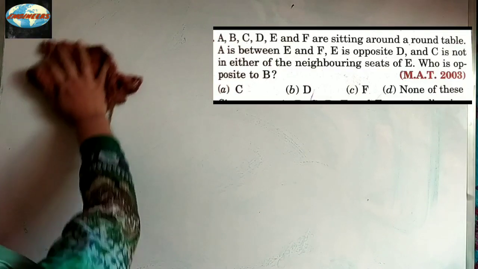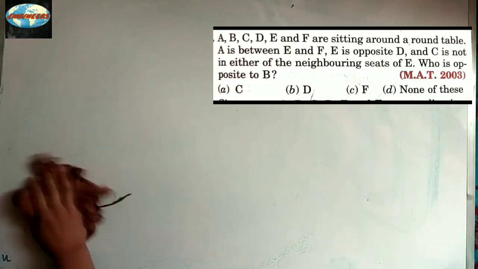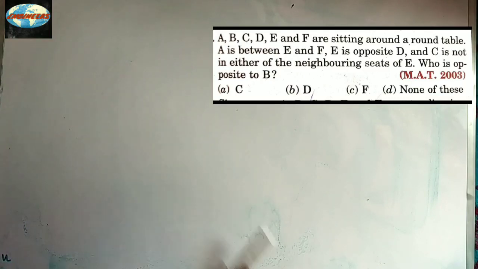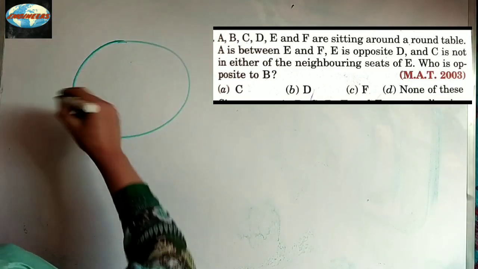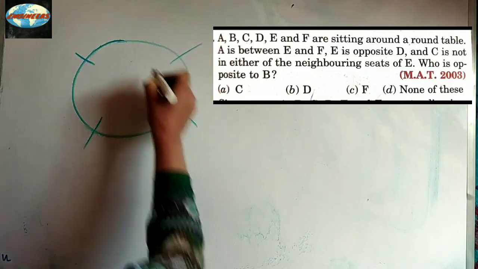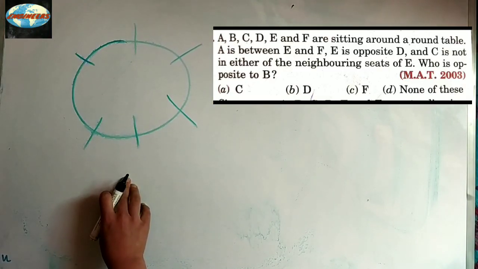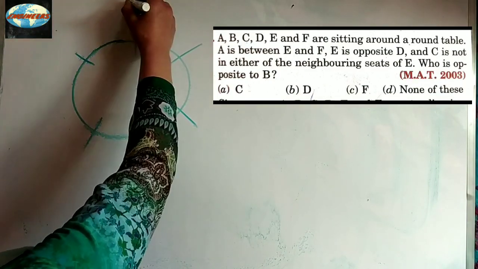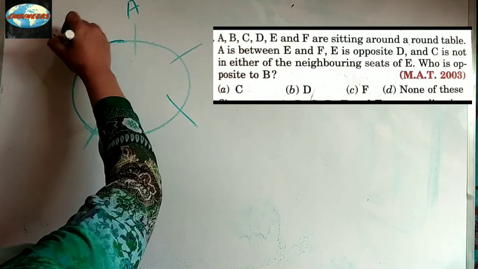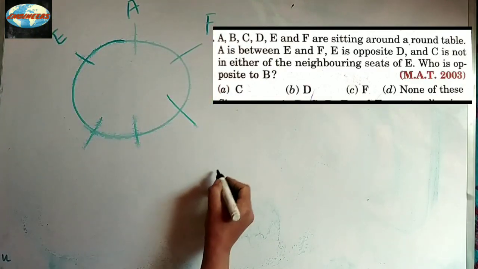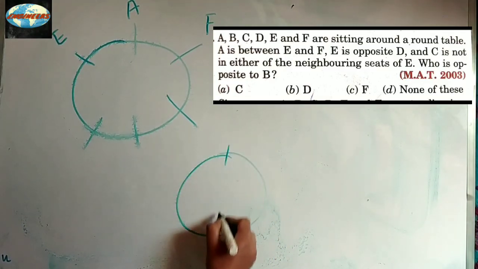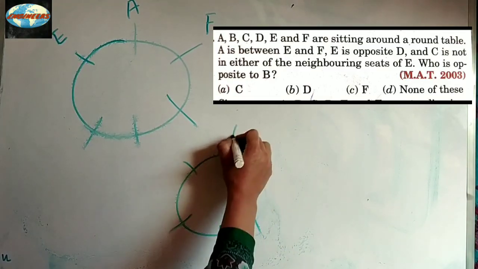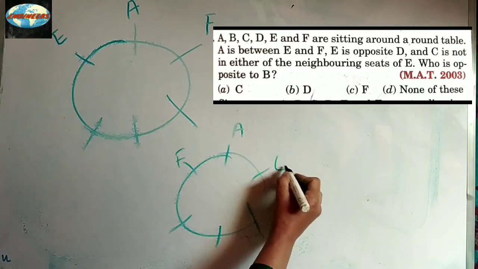Now let's move on to the second question. A, B, C, D, E, F are sitting around a circular table. A is between E and F. See, here we have two cases. Either A is here and E and F we can have like this, or another case we can have like this, F is here and E is here.